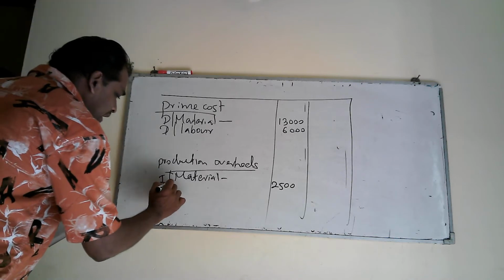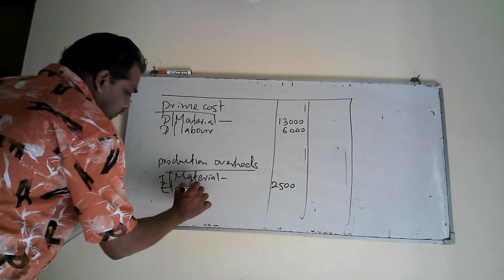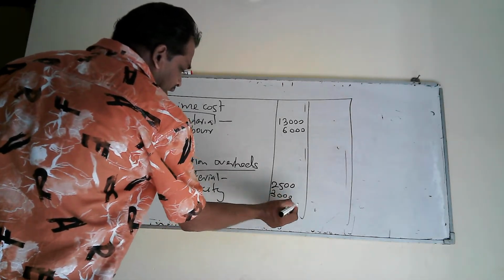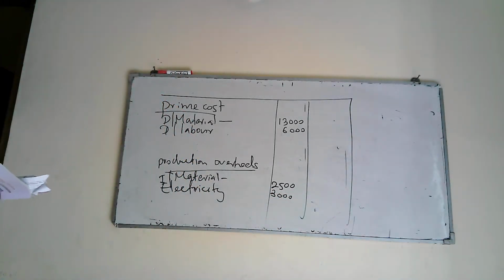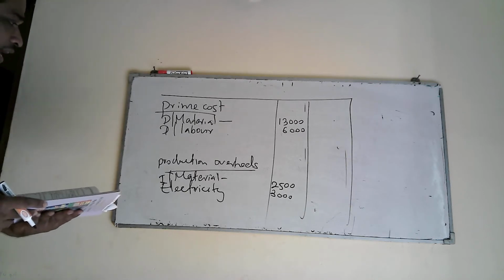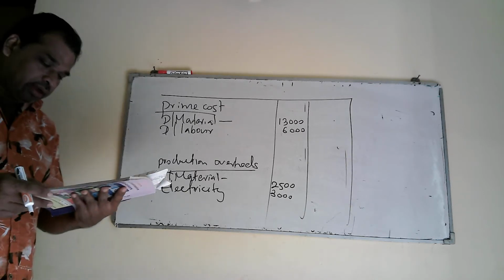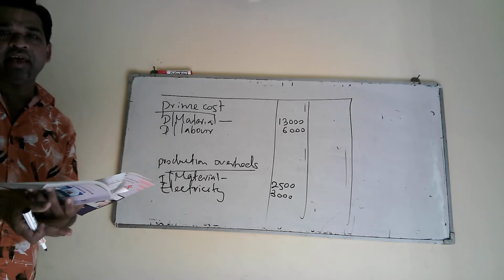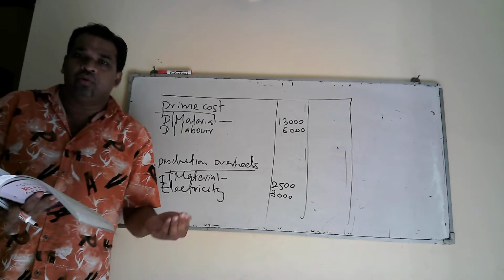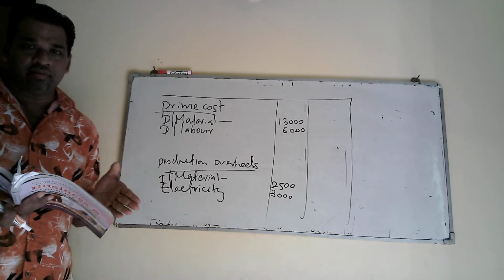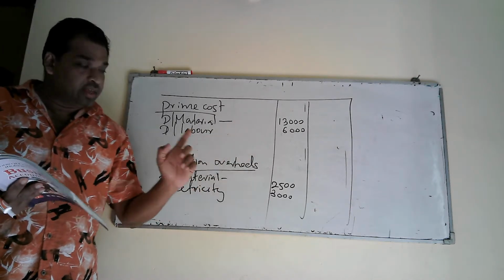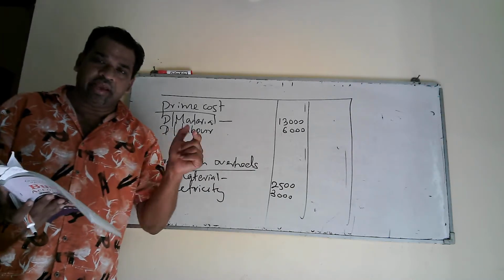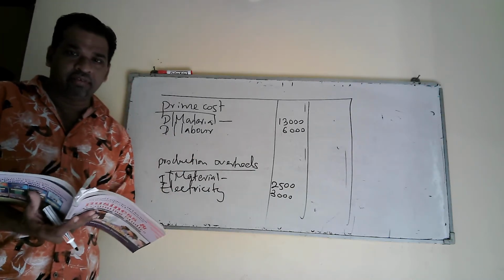Electricity, that is 3,000. It comes under production overheads, indirect other cost. Then the last item, purchase of a flower vase making machine. That is an asset. They have bought a new machine to make flower vases, but we can't put 60,000 under production cost. But anyway, when they use this machine, there can be a decline in the value of the asset. Therefore, we call it depreciation.